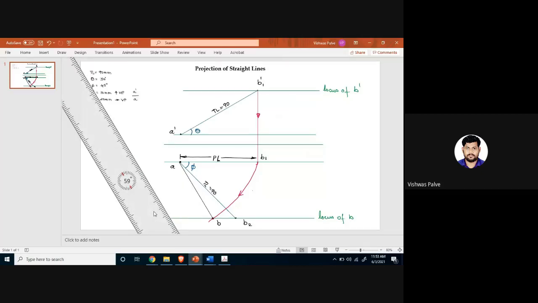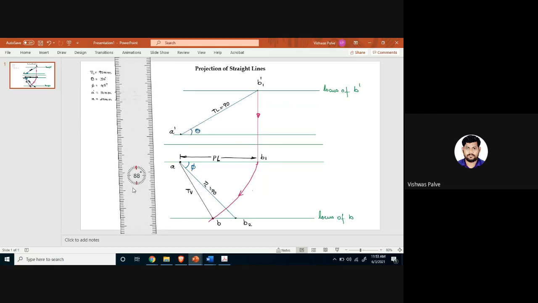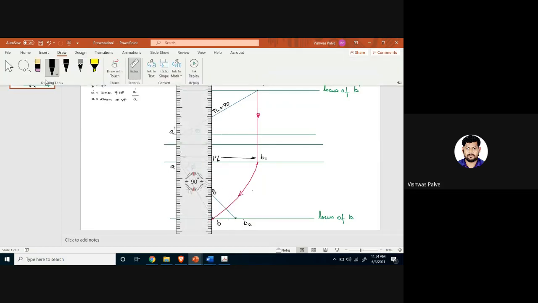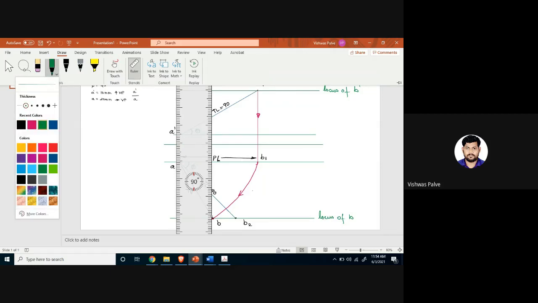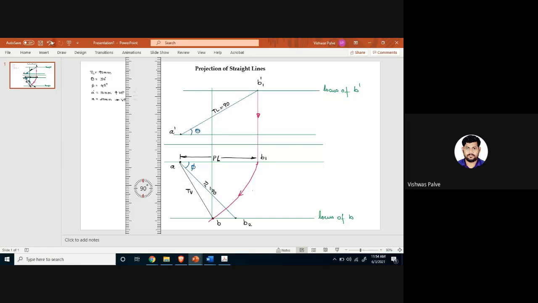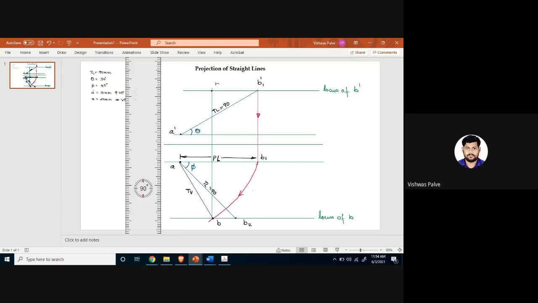Okay, once you connect A and B, this will be called the top view of that line. AB is the top view of that line. If I require the next point, that is point B dash, you take the vertical projection of point B. Whenever you take the vertical projection, it will intersect with the locus of B dash. Once you get this point, I'll name it B dash.